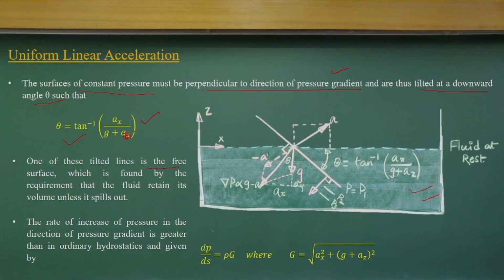One is the particle acceleration component, another is the gravity force component. With the simple hydrostatic equations, we can write it. And in a similar way, the rate of increase of pressure in the direction of the pressure gradient will be greater than the ordinary pressure statics, which is definitely true now, which will be the d pi by dx.